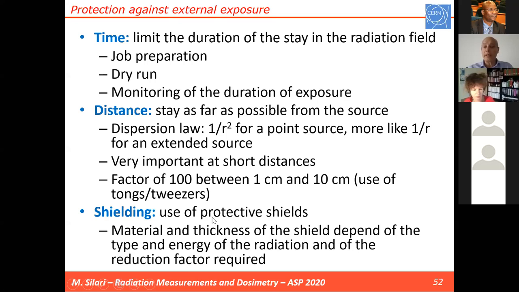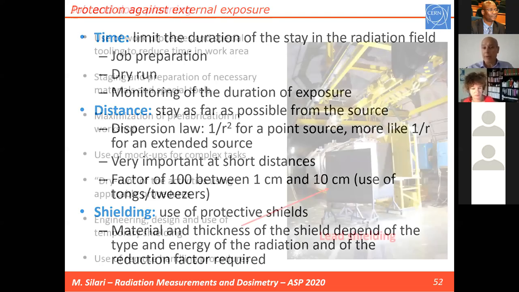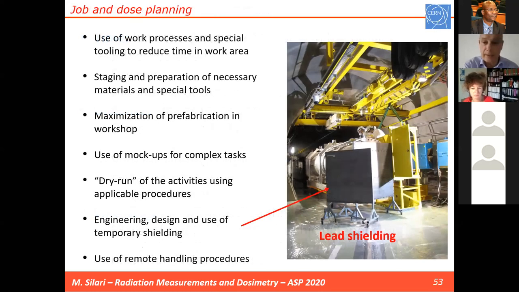And shielding, of course, has to be designed according to the radiation source. You cannot use paper to shield neutrons, and there is no need to use concrete to shield an alpha source. So the material and the thickness of the shield depend on the type and the energy of the radiation and on the reduction factor you need. So sometimes it's sufficient to reduce the exposure by a factor 2 or 3. So there's no point to put a meter of concrete if you need to reduce exposure to gamma rays by factor 2. And you may need a much thicker layer of material if you need to reduce the exposure by factor 100. So this is very important: to design the shielding according to the radiation source you have to reduce, and the energy, and by how much. This is, again, shielding design we're not going to discuss in this lecture.